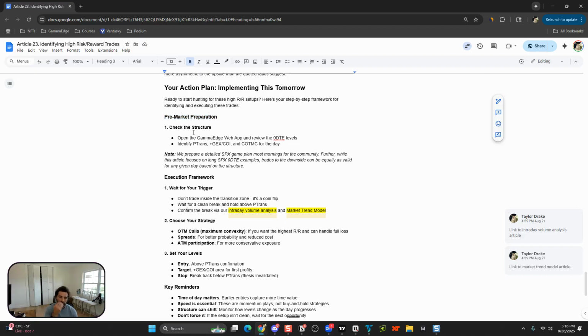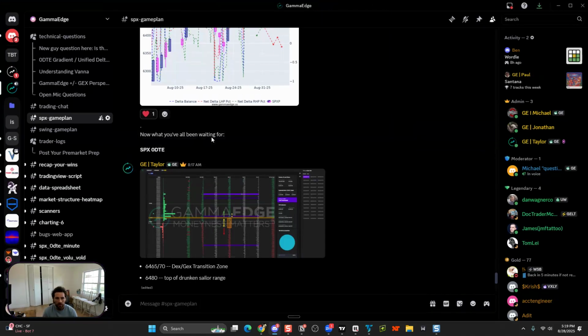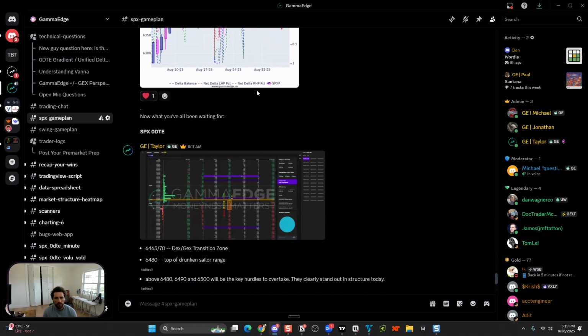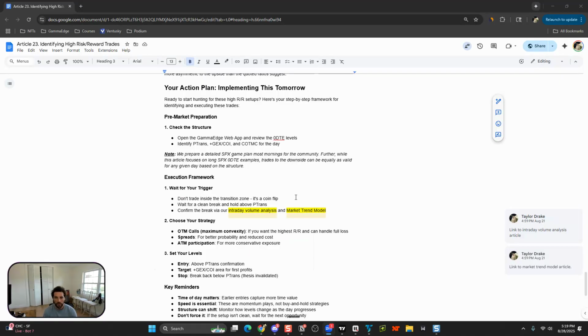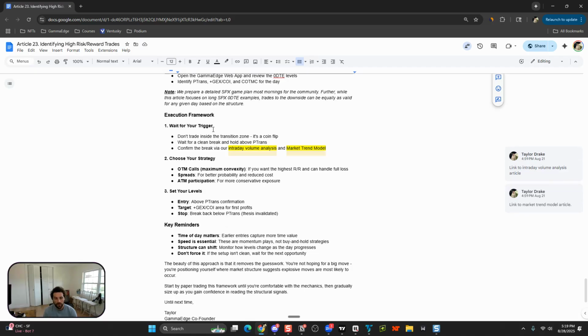So in the GammaEdge community itself, we have a robust SPX game plan that we write up every day, including the full complex, including 0DTE, and then just all those key levels that we are looking at. So if you're unfamiliar how to do this, we kind of hold your hand and help you with that. But anyway, it starts with opening up the web app, looking at the structure for the day, identifying where those key transition zones are at, which I just talked about. And then from there, it's simply just executing, waiting for price to break above the transition zone, or if you have some other way that you're getting in using your technical analysis around those key levels that we help you identify.